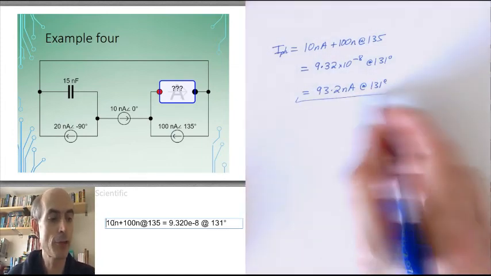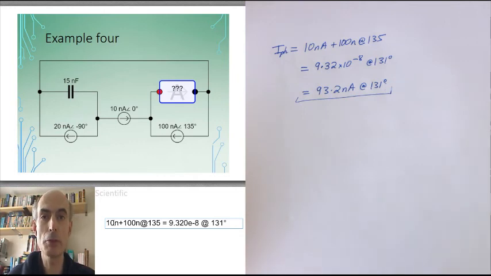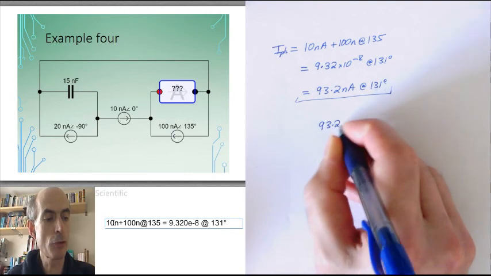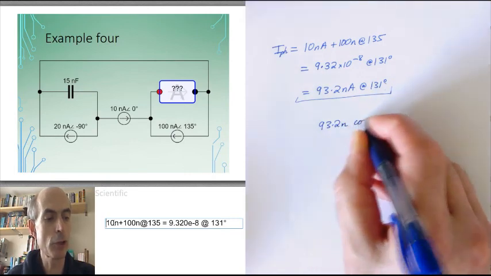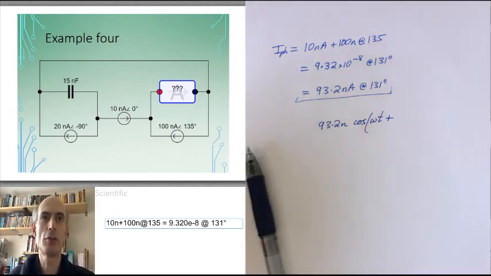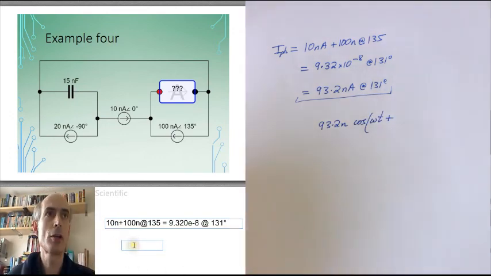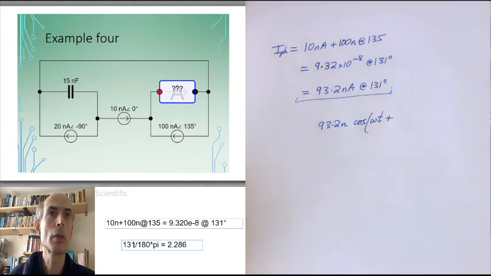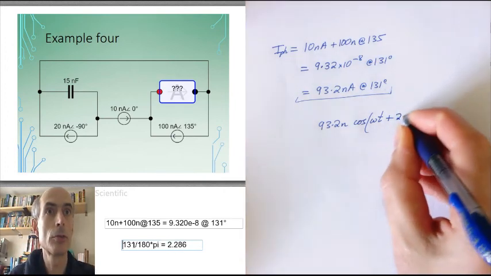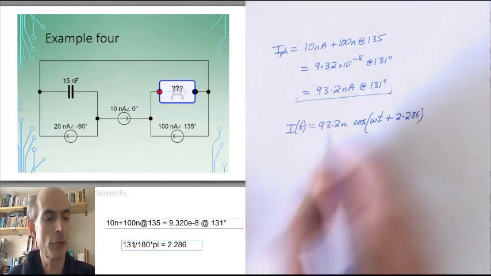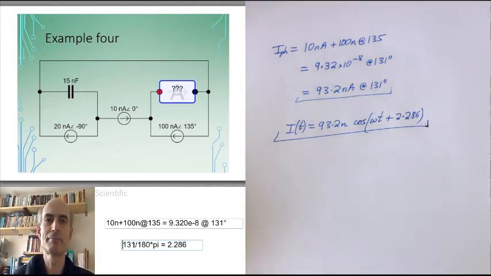And once again, if I wanted to express that in terms of a time domain waveform, I would just take that phasor and convert it back into the time domain waveform which it represents. That would give me 93.2 nanoamps times cosine of omega t plus 131 degrees expressed in radians, which is 131 divided by 180 times pi, or 2.286 rather, radians. That would be the current as a function of time, the real current.